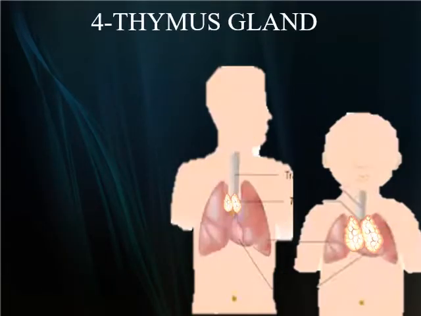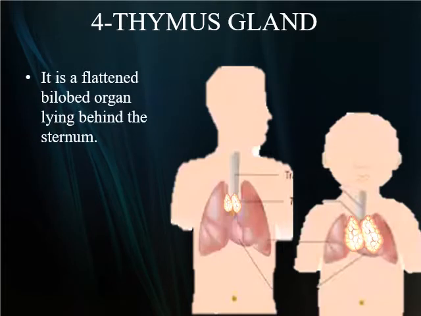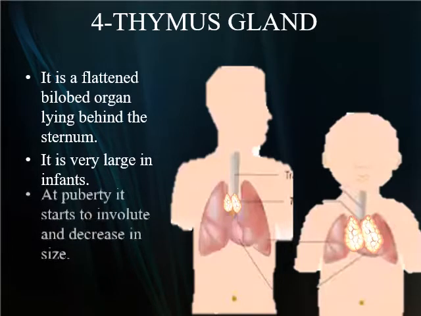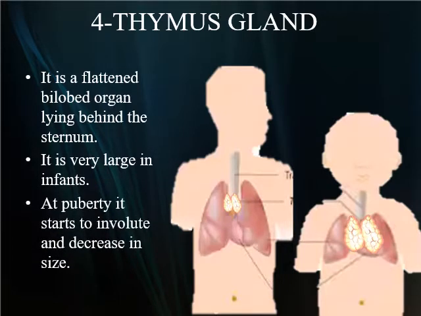Now, we'll study the thymus gland. The thymus gland is a flattened, bilobed organ, with two lobes, lying behind the sternum. This is the thymus gland. It is very large in infants and becomes rudimentary or involutes, decreasing in size and function, in adults or at puberty.